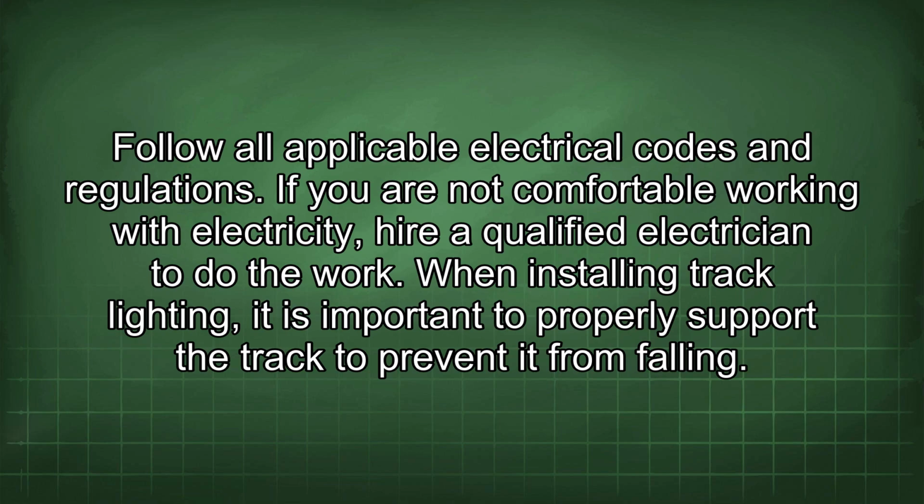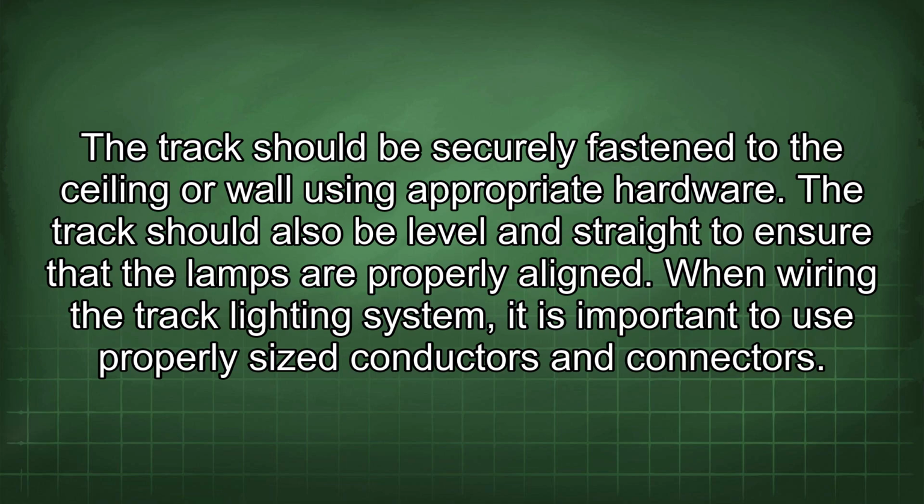When installing track lighting, it is important to properly support the track to prevent it from falling. The track should be securely fastened to the ceiling or wall using appropriate hardware. The track should also be level and straight to ensure that the lamps are properly aligned.